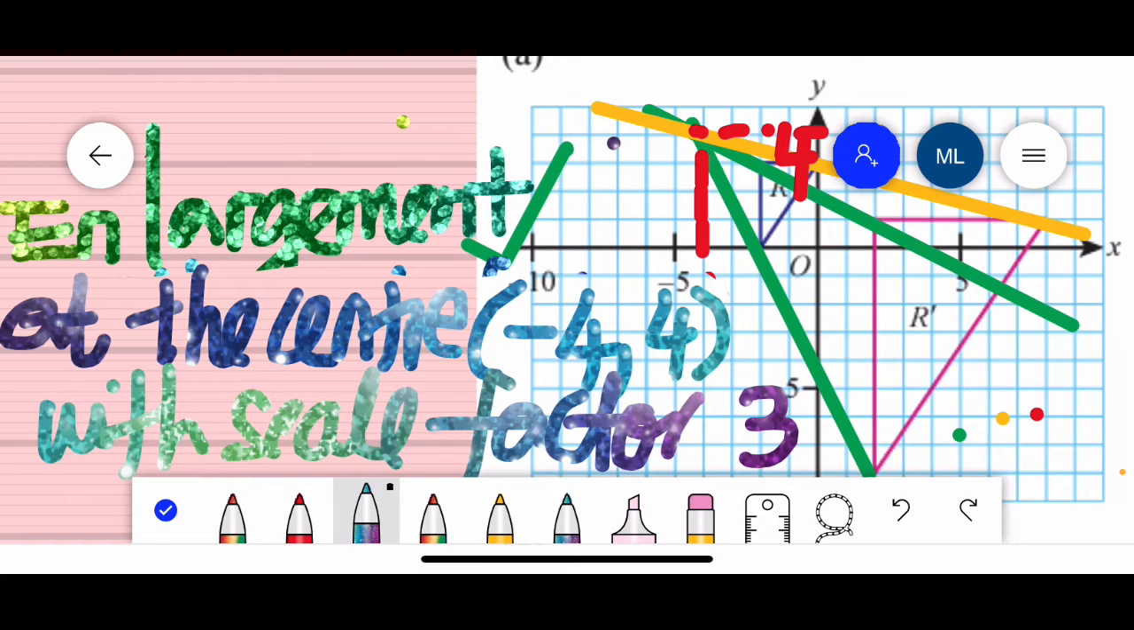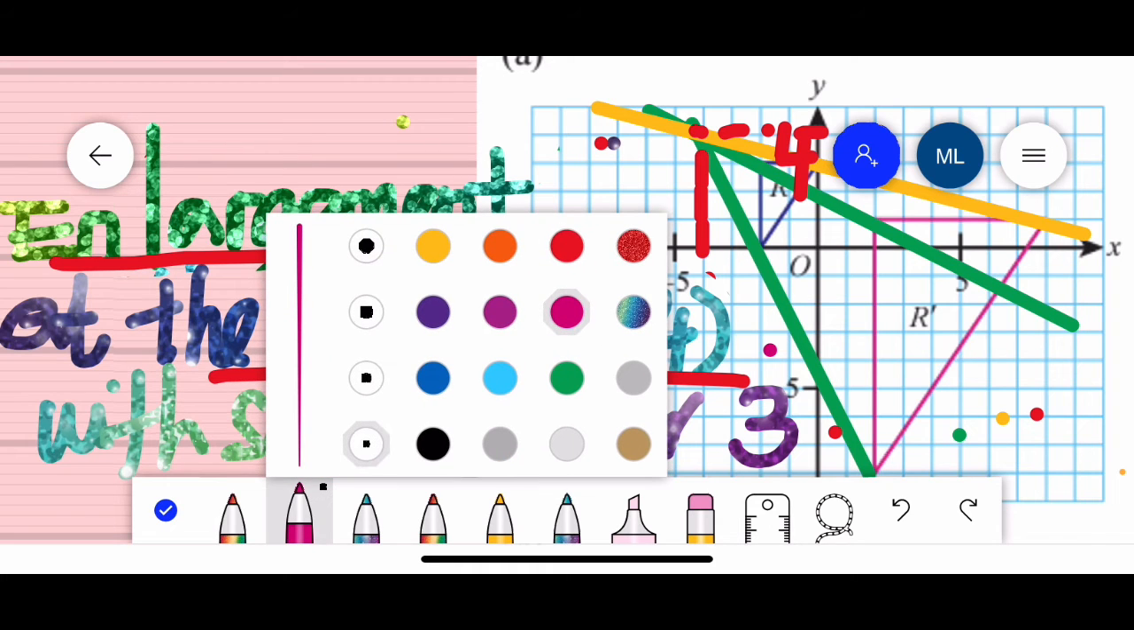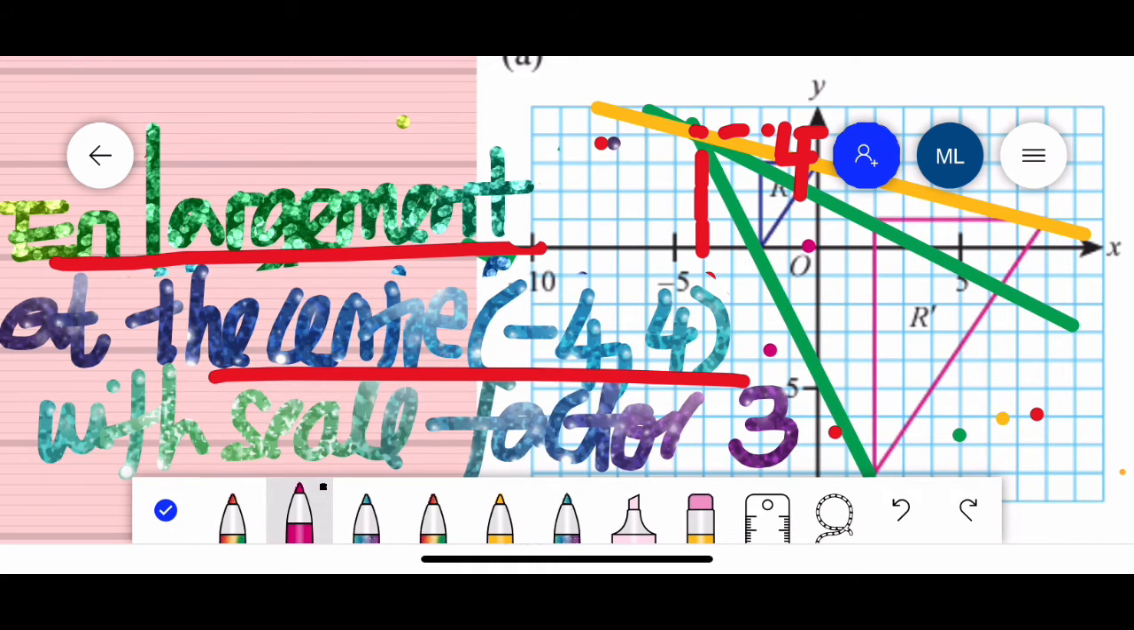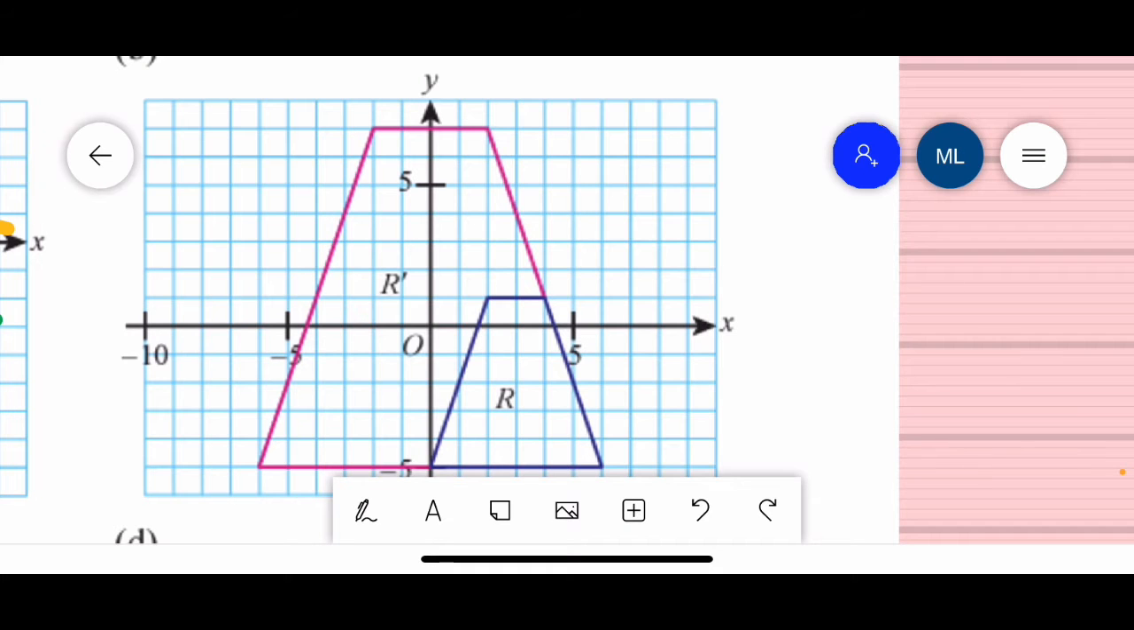So basically when you describe the enlargement, make sure your spelling is correct first, and then make sure you write the center, negative 4, 4, and the scale factor, scale factor 3. There are 3 important points. In short, you need to use a ruler to find the center of the enlargement, and you need to count the scale factor. So I'm going to show you this one.